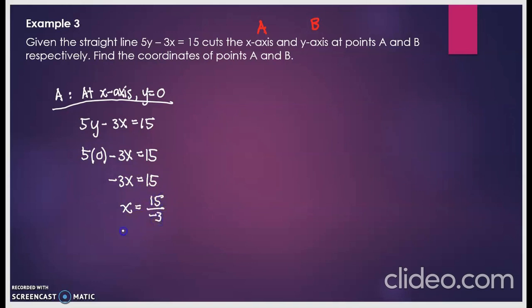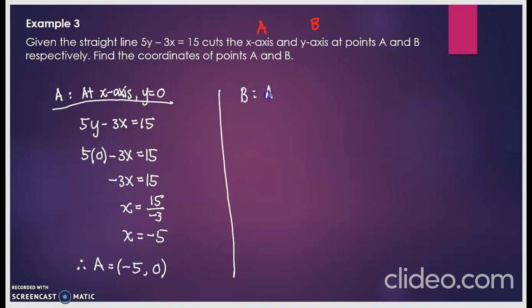So x will be equal to negative 5. So for the x-intercept, for point A, the x coordinate is negative 5. Of course, our y coordinate is 0. So this is the coordinate of A. Now we try to find the coordinate of B.